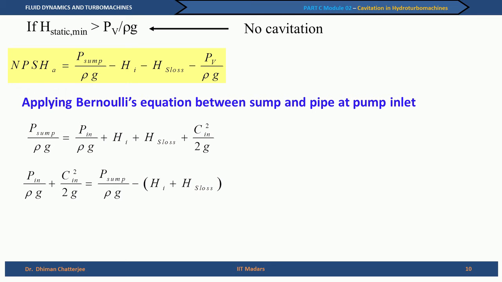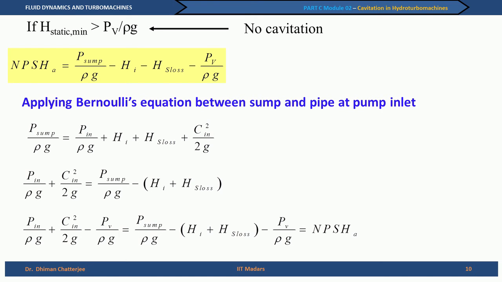Now, if I compare this expression with NPSH available, which is marked above, what we get is that P in by rho g plus C in square by 2g minus P v by rho g, that is the vapor pressure head, is equal to NPSH available. Hence NPSH available talks about the total absolute head available at the suction flange just outside the pump inlet minus the vapor pressure head. So, we get an idea about what NPSH is trying to convey.